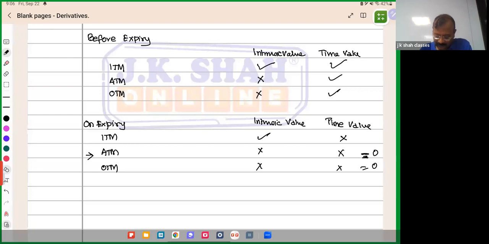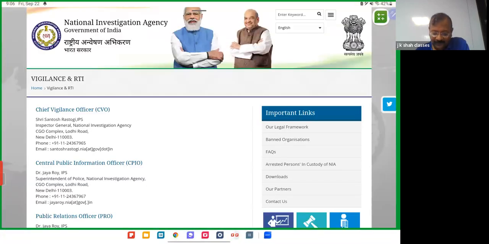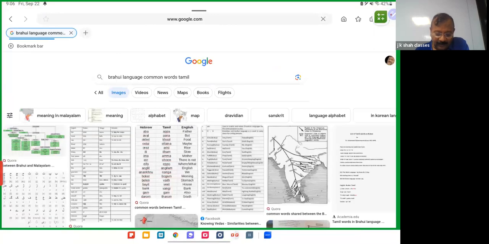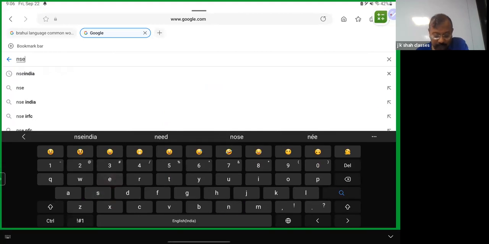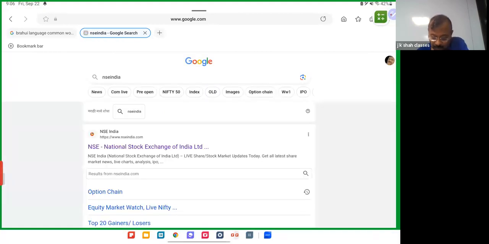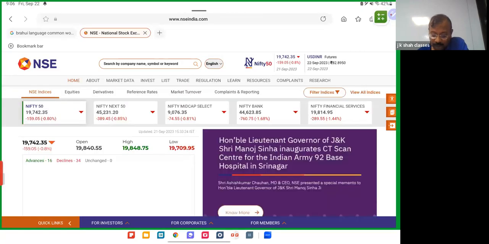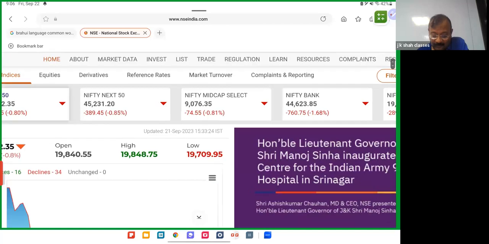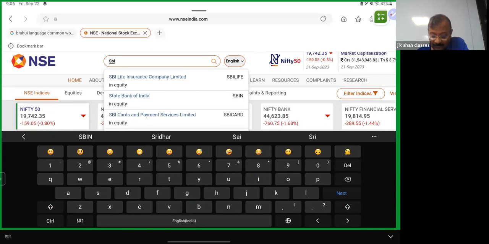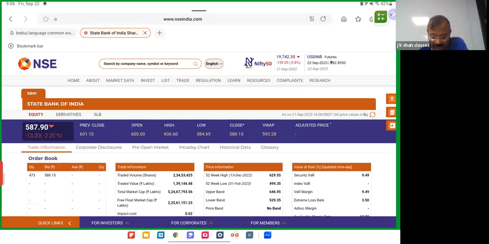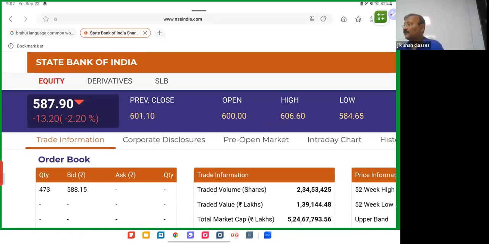Okay, done. Now let's do something. Let's go to the NSE screen and let's take SBI. Now notice the spot price. Can you just note it down somewhere? 587.90. This is the spot price. 587.90.